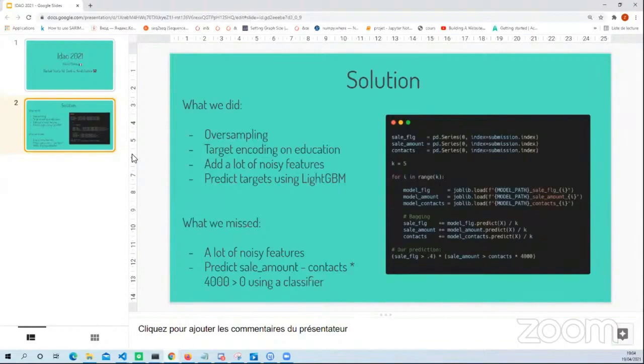So to estimate the targets, we estimate in the first time the sell amount by regression. We estimate in second time the contact cost by regression too. And we finish by estimating the sell flag using a simple classification loss. And we use these three estimations to build a simple decision rule. And we say if the sell flag is greater than our threshold, and if the sell amount is greater than the contact cost, we say a client is a one.